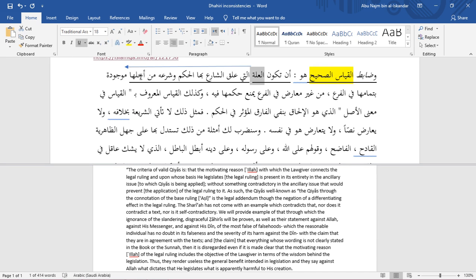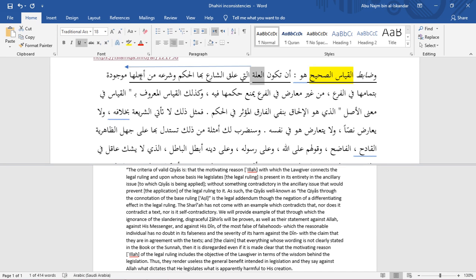right? So we have an issue, we have a mas'ala, but we don't have a text specifically regarding that mas'ala. But we have another hadith or ayah of the Quran where we know the reason for that ruling, for that other issue, and that the reason for that ruling can be found in its entirety in this other issue. It's related to that. And we know that because the reason for the ruling is known.